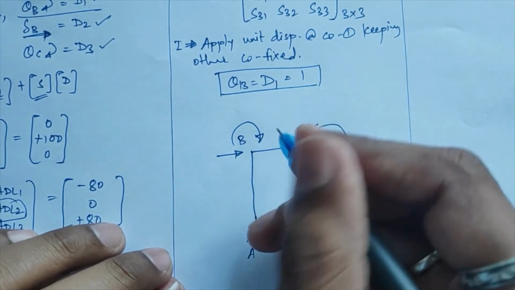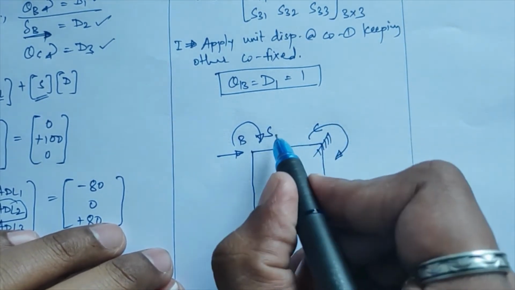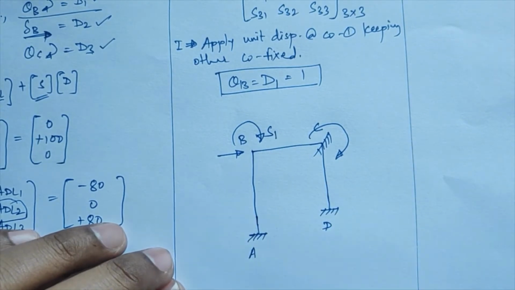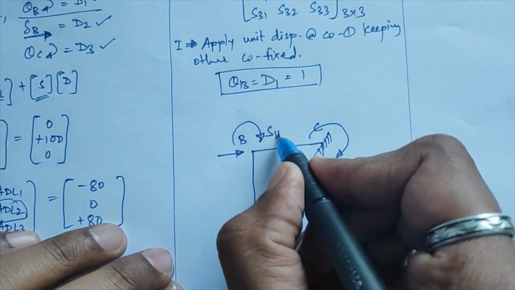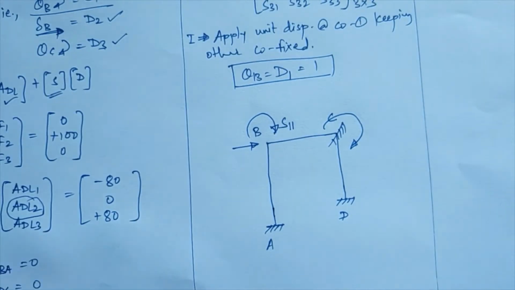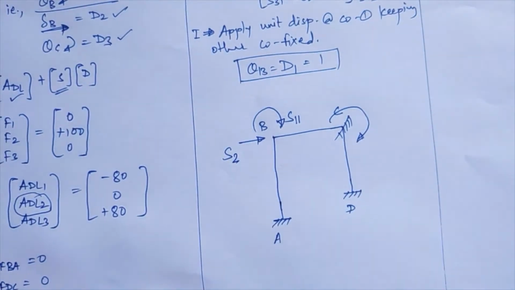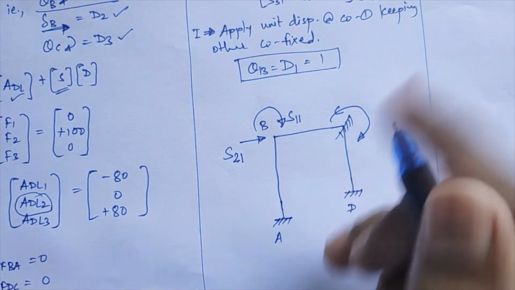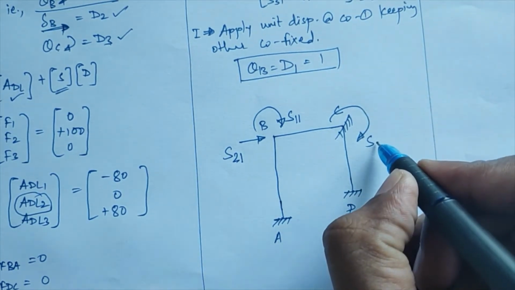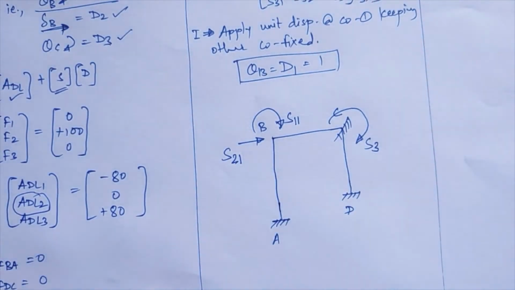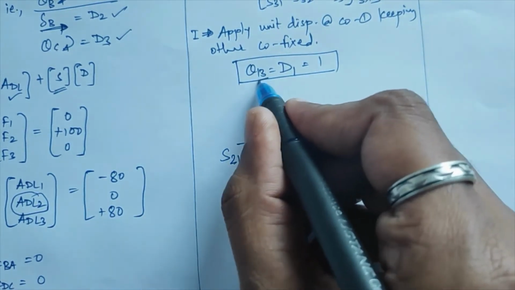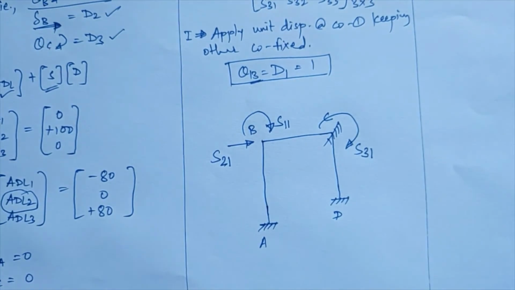Now I'll mark the points. So this will be S of, you are applying unit displacement, you are calculating it at your first coordinate. First coordinate is for rotation theta, when unit displacement is applied at your first coordinate, so that will become S of 1 1. Next S of, you are calculating it for your second coordinate, that is at point B, when unit displacement is applied at your first coordinate theta B. Okay. And here you are calculating stiffness for your third coordinate at point C, when unit displacement is applied at your first coordinate point B over there. So that will become S of 3 1. So here you will get S of 1 1, S of 2 1, and S of 3 1.